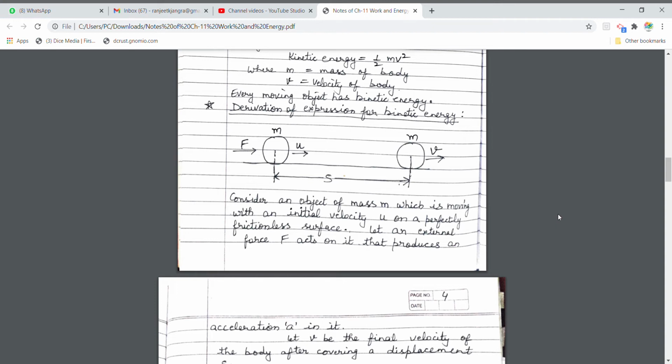As you can see, these are the notes given to you. I have sent a PDF of the notes of this chapter, and from the notes, I am going to explain the derivation of the expression for kinetic energy and potential energy. So watch it carefully. First, we have the derivation of the expression for kinetic energy.